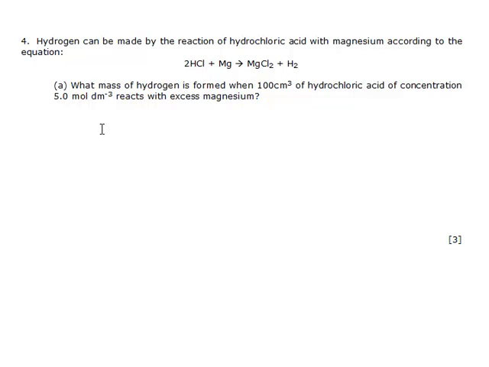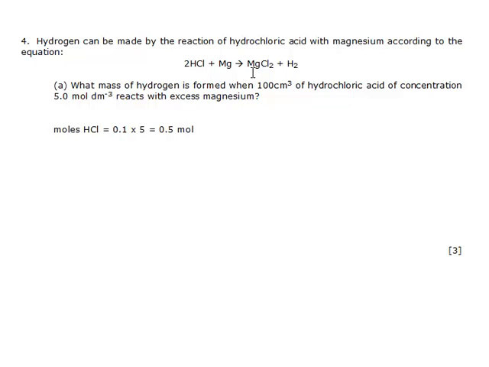Hydrogen can be made by the reaction of hydrochloric acid with magnesium according to that equation. What mass of hydrogen is formed when 100 cm cubed of hydrochloric acid of concentration 5 reacts with excess magnesium? So this tells us that all of the hydrochloric acid is going to be used up. Alright, so first thing we need is the moles of hydrochloric acid. Moles HCl is the volume in litres, 0.1, times the molarity, 5. And that comes to 0.5 moles.